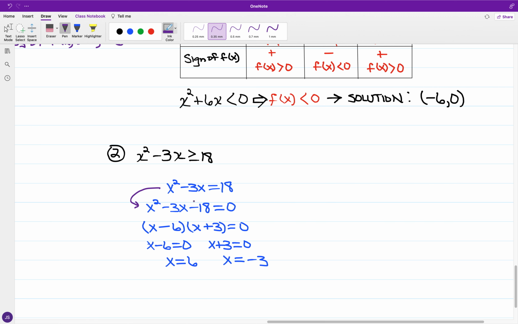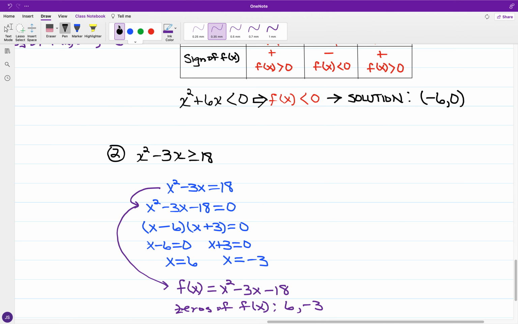So in the rewrite, comparing to 0 or equaling 0, we have your f of x set to x squared minus 3x minus 18, and for the zeros of f of x, again we have 6 and negative 3.